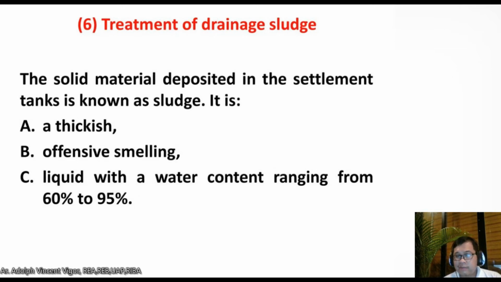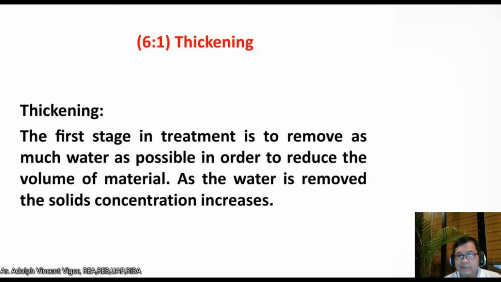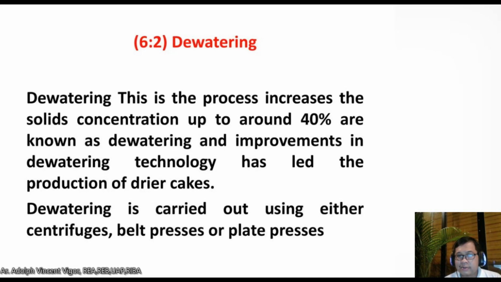So the sixth is the treatment of drainage sludge. So the solid material deposited in the settlement tanks is known as sludge. It is thick, offensive smelling, and liquid with a water content ranging from 60 to 95%. So let's discuss thickening. Thickening is the first stage in treatment, to remove as much water as possible in order to reduce the volume of material. As the water is removed, the solid concentration increases.